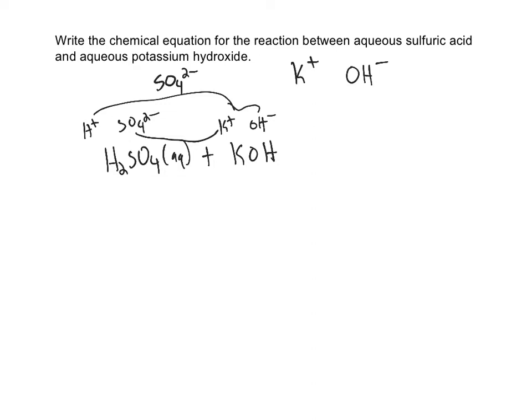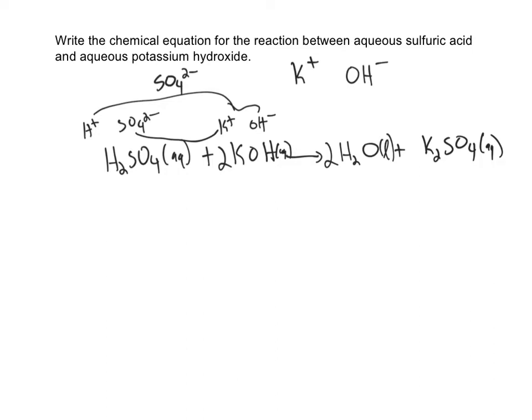So this is an acid-base reaction. So the H plus and OH minus is going to give me water. And then I need 2 potassiums for every sulfate, so I'm going to have K2SO4. And then to balance this, right, that's a liquid. All common salts of alkali metals are soluble based on our solubility rules, so K2SO4 is going to be aqueous. And to balance this, I need 2 potassium hydroxides and 2 waters. So that would be our balanced chemical reaction.